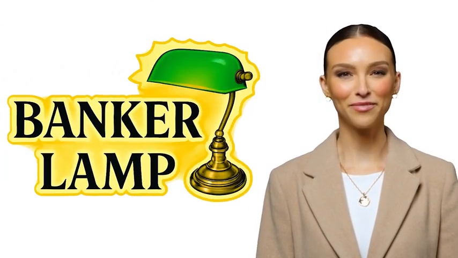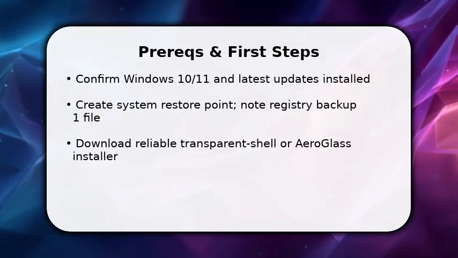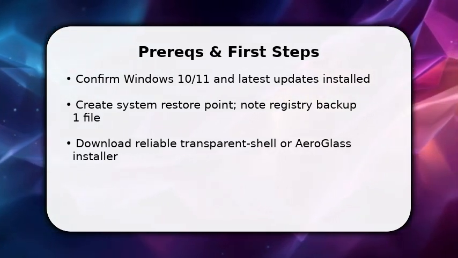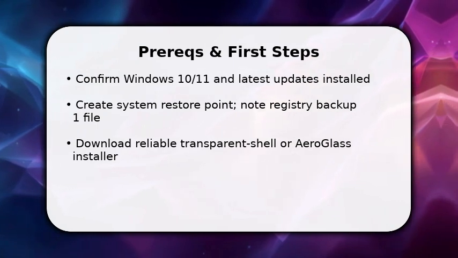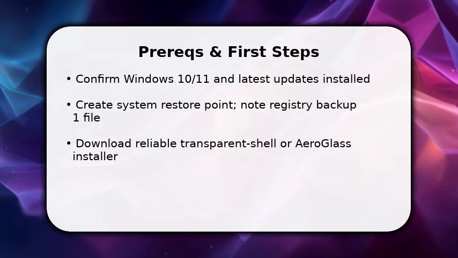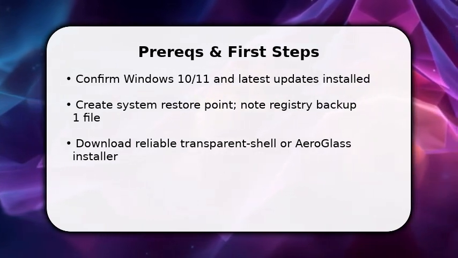Please enjoy the video. You'll start by preparing the system. Make a restore point and export the registry so you can undo changes if needed. Next, download a trusted transparency tool such as Aero Glass or a shell replacement. Verify the digital signature to avoid malware.